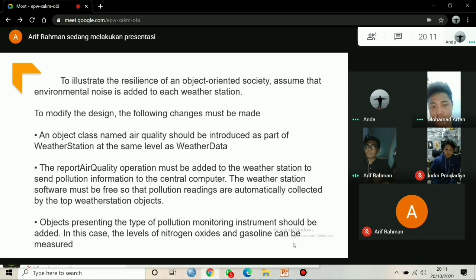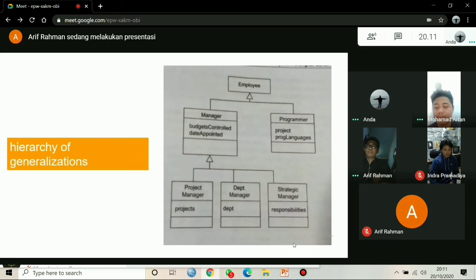The weather station software must be updated so that pollution readings are automatically taken by the weather station objects. An object representing the type of pollution monitoring instrument should be added. In this case, the levels of nitrogen oxide and gasoline can be measured. This is the picture of the hierarchy of generalization.